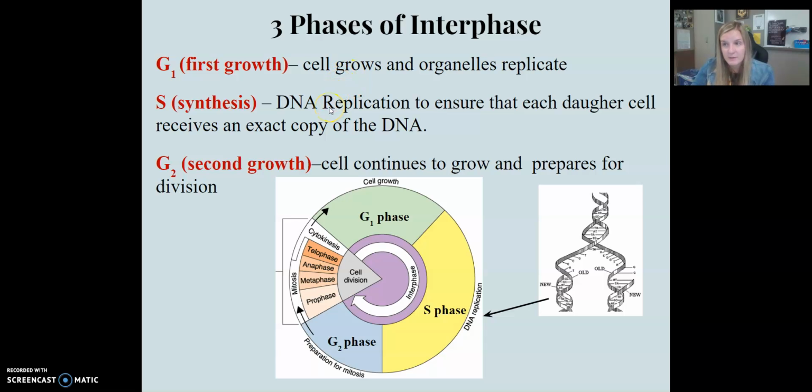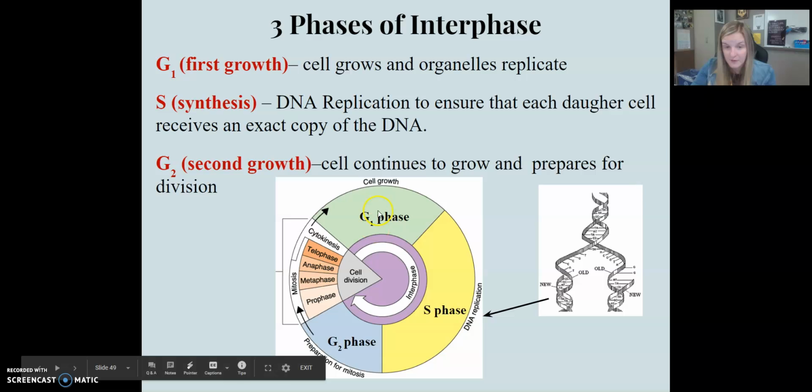And so we talked about DNA replication last week. It is that replication phase of the DNA before it can divide. And then the last phase of interphase is called G2, or second growth. And this is where the cell just continues to grow in size to prepare for division. So you can see here, starting from G1 phase all the way to G2 is interphase.